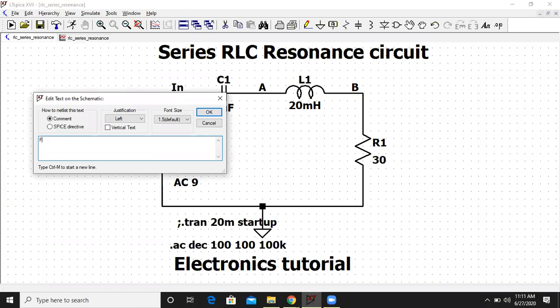I will write resonant frequency is equal to F naught, we can call it. I can copy that number. I can place it on the screen now.